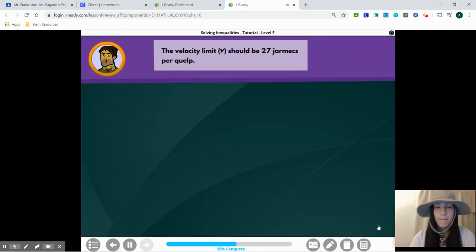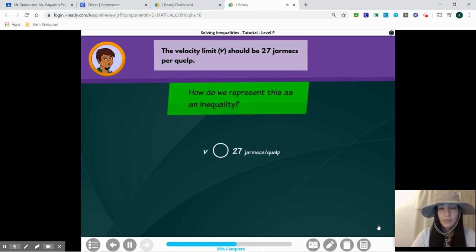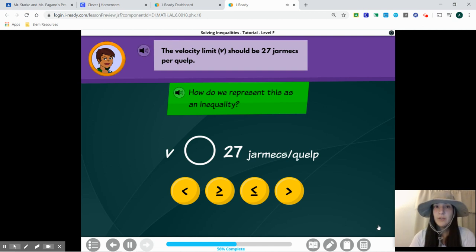Okay, I think the speed limit should be 27 Jomex per Quelp. How do we represent this as an inequality? Okay, so the limit is 27. So that means that we can't go higher than 27. We can go 27. So we want 27 or less, which means V has to be less than or equal to 27. That's it! You can fly exactly 27 Jomex per Quelp without speeding, or even slower. So we need the less than or equal to symbol.